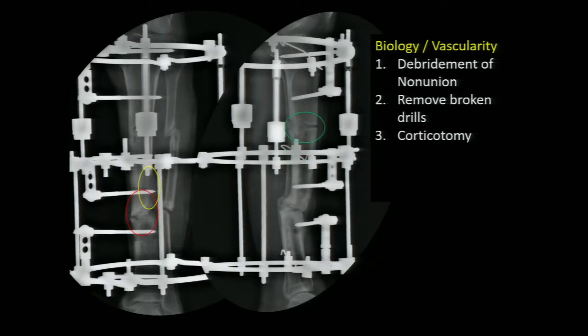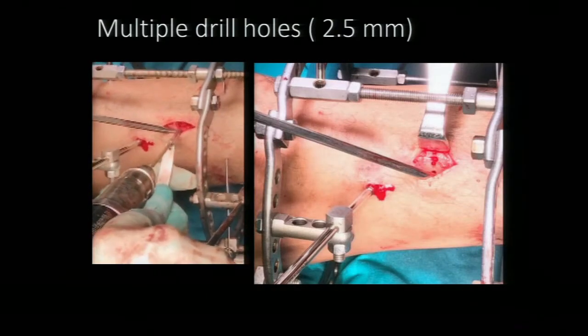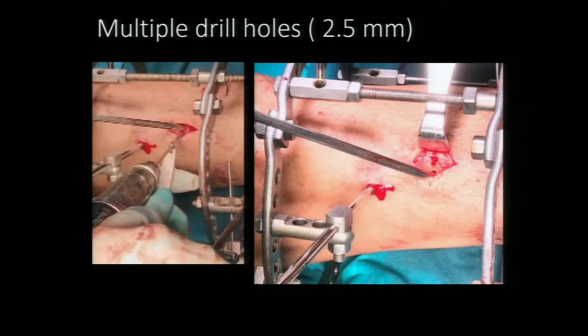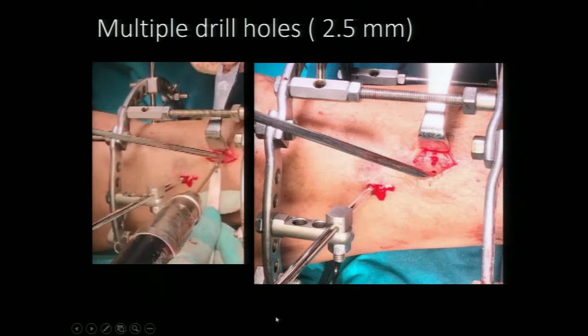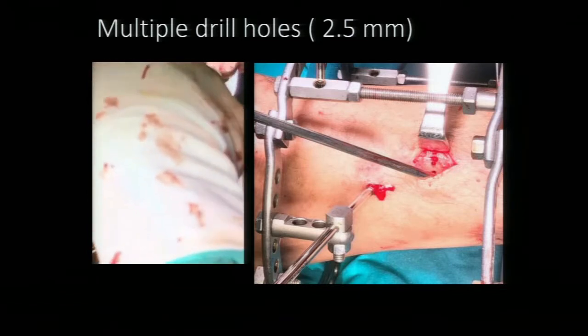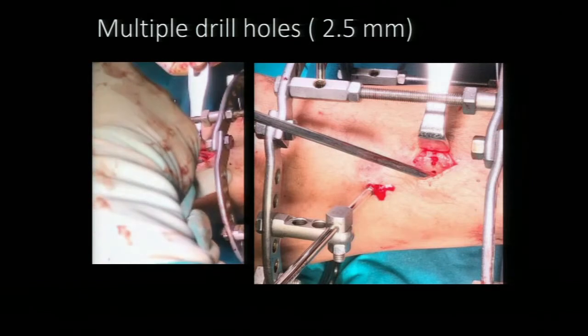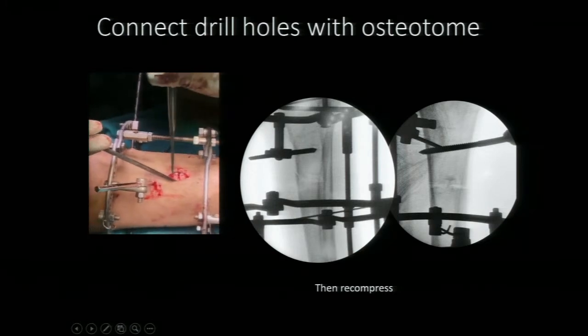Corticotomy. This is very important. You have to preserve the blood supply. And you also have to lengthen it, right? Fibular osteotomy. So this is a technique that we use. This preserves the blood supply. You do periosteum preservation, drill bit, with multiple drill holes. You try to preserve the longitudinal connectivity of the periosteum from proximal to distal. You just split it, and then you connect the drill holes with an osteotome.